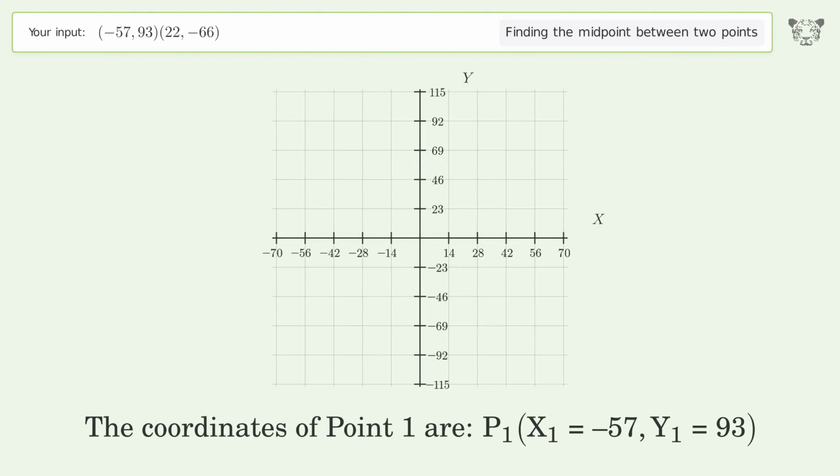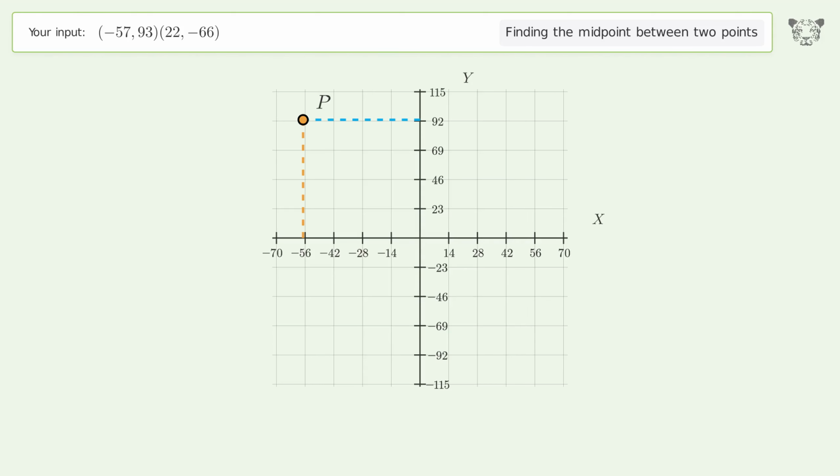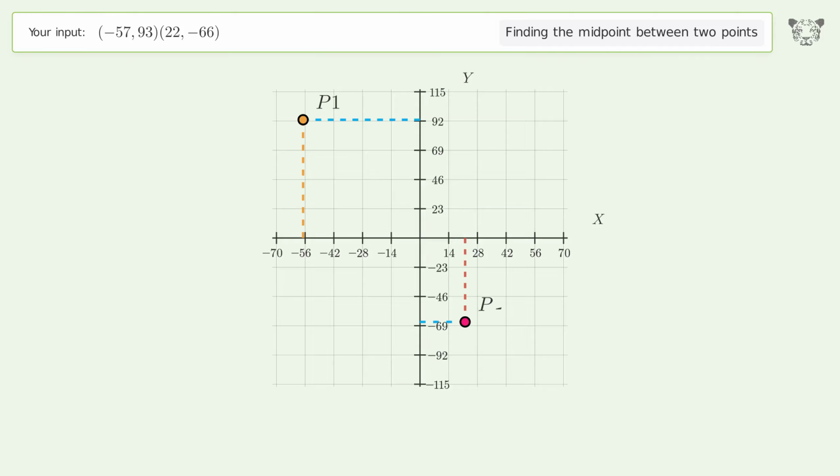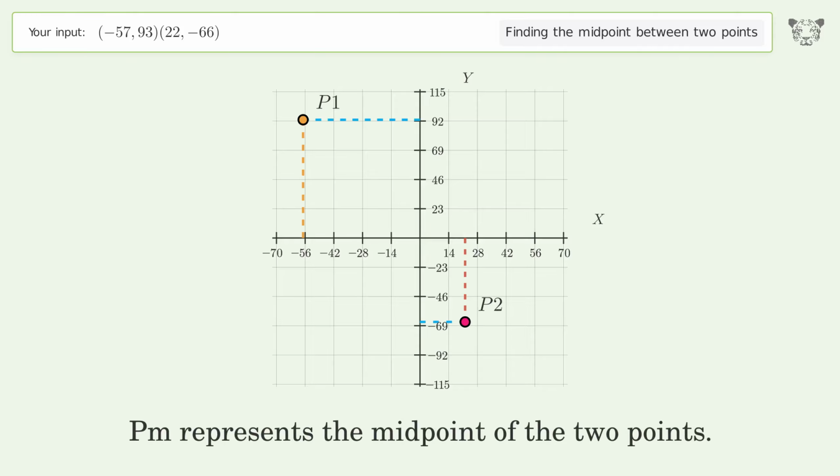The coordinates of point 1 are, x1 equals negative 57, y1 equals 93. The coordinates of point 2 are, x2 equals 22, y2 equals negative 66. PM represents the midpoint of the 2 points.